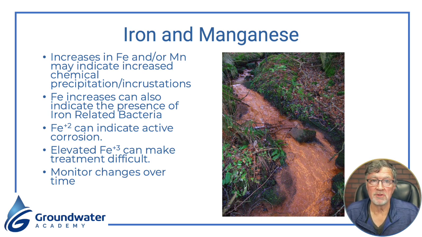Iron and manganese are interesting. Iron particularly, because we speciate the iron into iron 2 and iron 3. Iron 2 can actually indicate corrosion going on in your well. So levels of iron 2, and especially if they're increasing, indicate ongoing corrosion in the well. Iron 3 is an indicator that you might be facing some treatment difficulties because it can kind of gum up the works in treatment facilities. So it's important to understand your iron levels, and manganese can also support bacteria populations. So you want to monitor the changes over time.